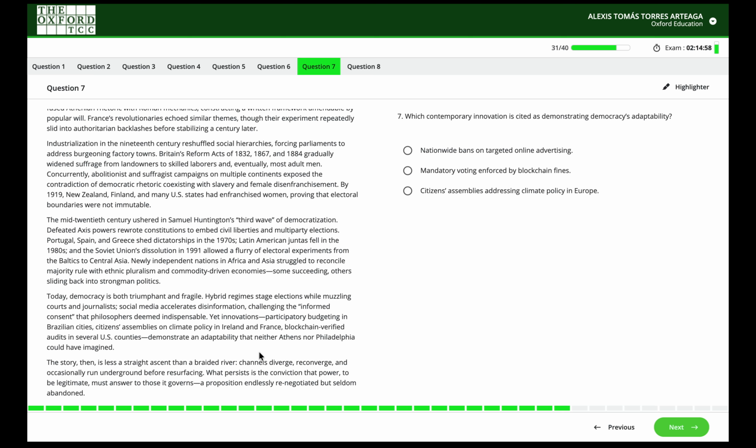Which contemporary innovation is cited? Democracy's adaptability. Demonstrate an adaptability that neither Athens nor Philadelphia could have imagined. Today, democracy is both triumphant and fragile. Hybrid regimes stage elections while muzzling courts and journalists, social media accelerates disinformation, challenging the informed consent deemed indispensable. Yet innovations in participation.